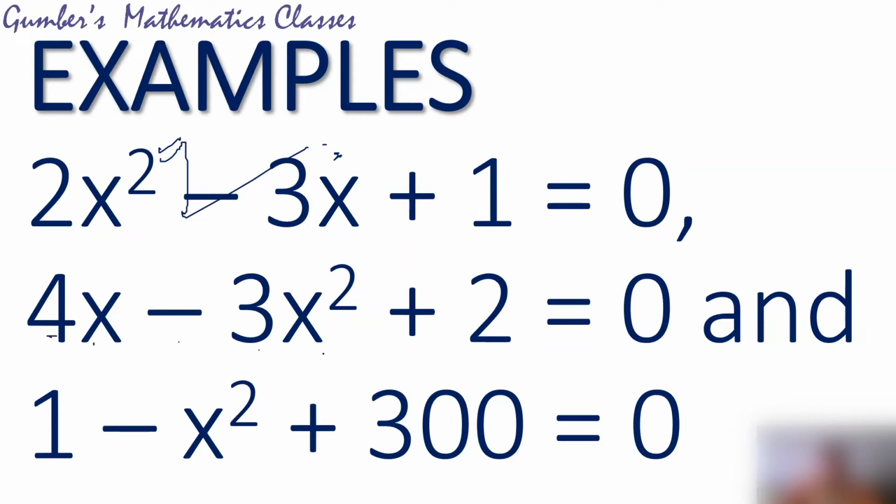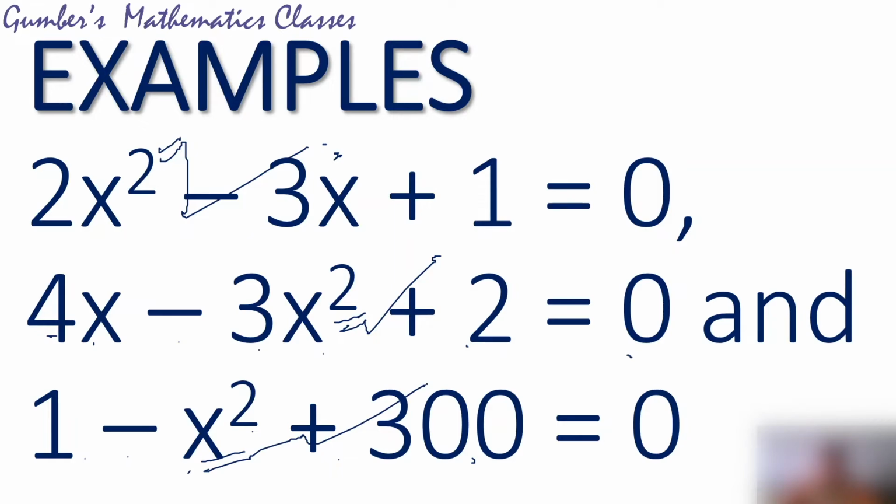4x minus 3x square plus 2 is equal to 0. Here also the highest power of the variable is 2. Therefore, it is also a quadratic polynomial. Now 1 minus x square plus 300. Here also the highest power of x is 2. Therefore, this is also a quadratic polynomial.